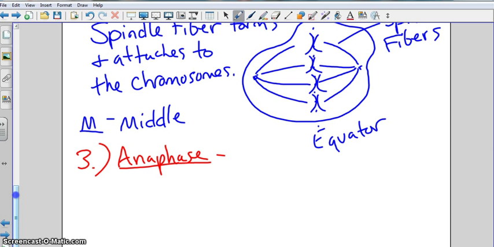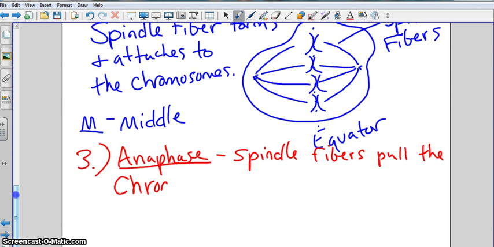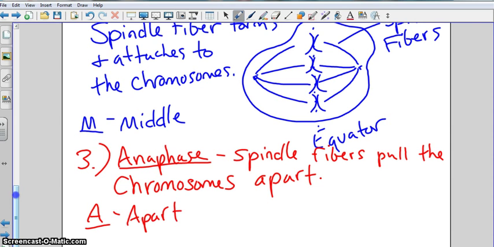And the only thing that really happens in anaphase is the spindle fibers pull the chromosomes apart. And the way I remember that is A, I think of for apart. Because those chromosomes are going to get pulled apart. Why are they going to get pulled apart? They just came together. They came together so they could get pulled apart.